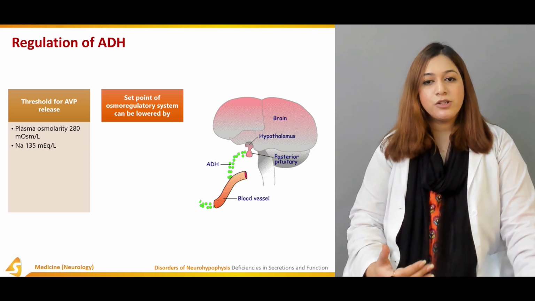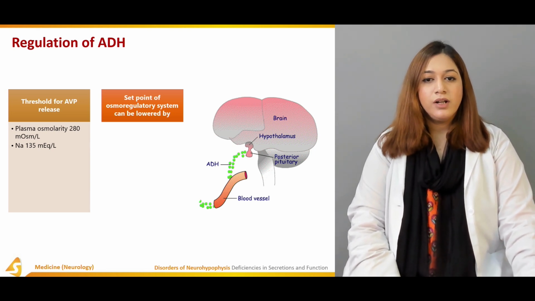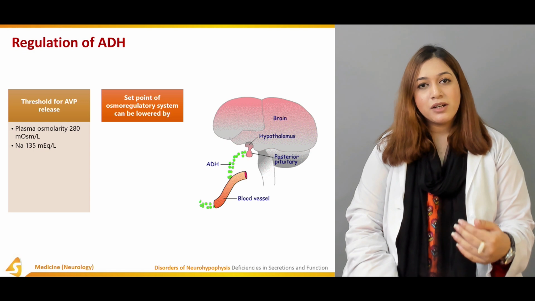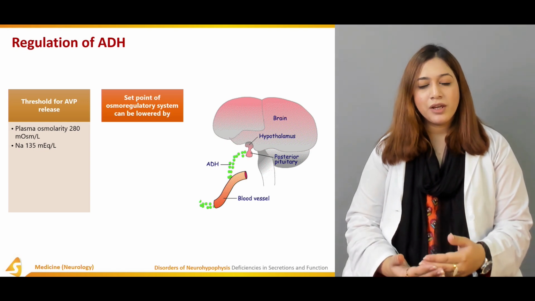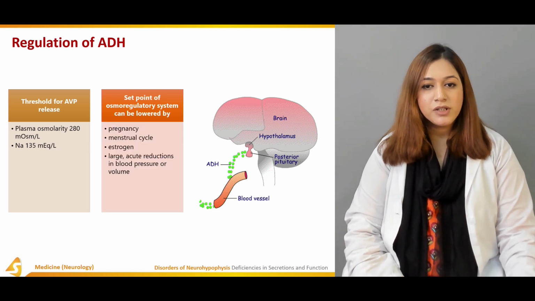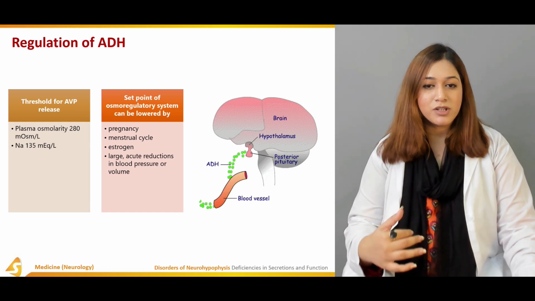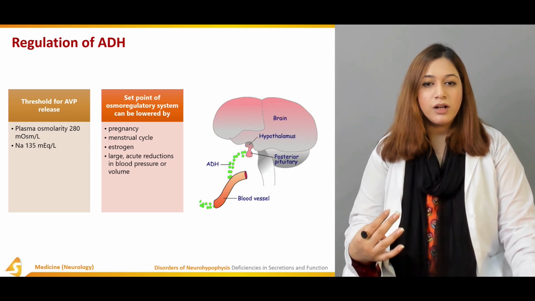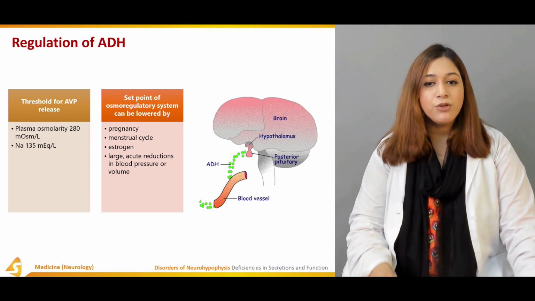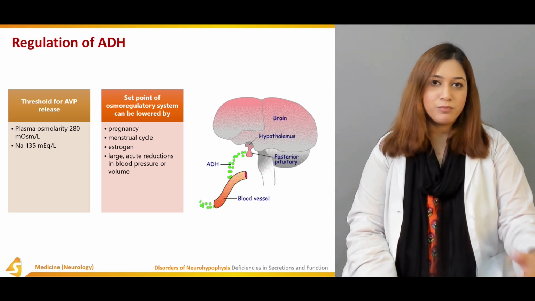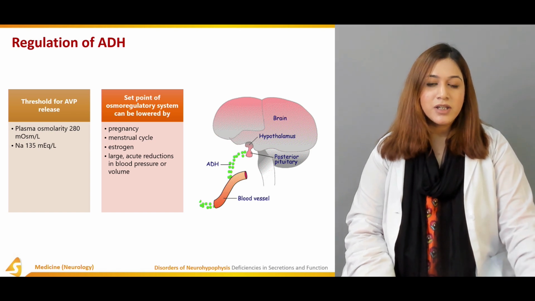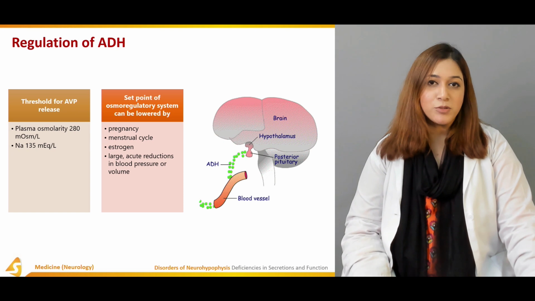Now, there are certain set points of the osmoregulatory system that can be lowered, or in other words, you can say that there are certain points through which we can lower the threshold of osmoreceptors. What are those set points? They can be lowered by these causes: pregnancy, menstrual cycle, estrogen use, and whenever there are large acute reductions in blood pressure or volume, as occurs in a hemorrhage, or if the patient is in shock. All these cases are responsible for lowering the threshold of the osmoregulatory system.